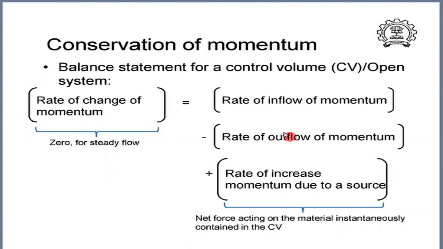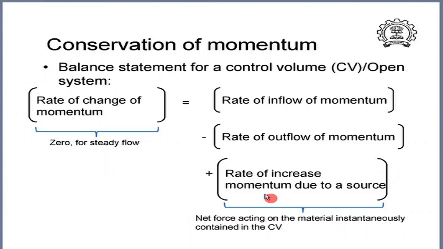and that is what these two terms on the right hand side, at least the first two terms, are going to signify. Finally, coming to this rate of increase of momentum due to a source, with respect to this balance statement for linear momentum, what I would like to interpret is that the source term is essentially a net force acting on the material that is instantaneously contained within the control volume. So, we know from our basic mechanics that if there is a net force acting on a certain material, its momentum is going to increase and that material will experience a rate of increase of momentum if there is a net force acting on it.